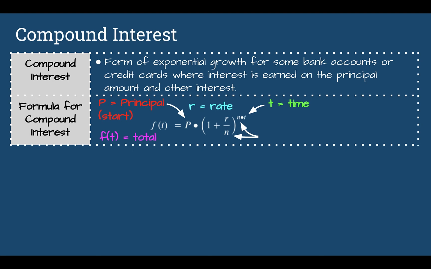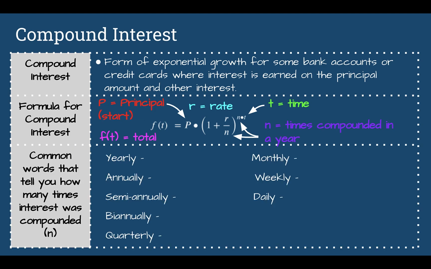It's where we're starting. In compound interest, though, we do have a new variable, and that is N. N shows up twice in the formula, and N stands for the number of times compounded in a year. So in the problem, it will tell you that the interest was compounded, and it will give you a certain word that tells you what number to plug in for N.